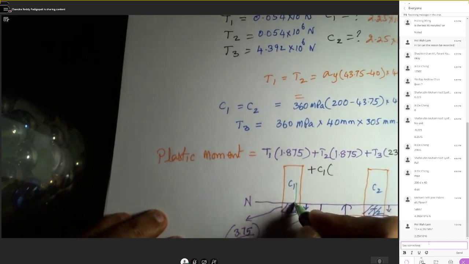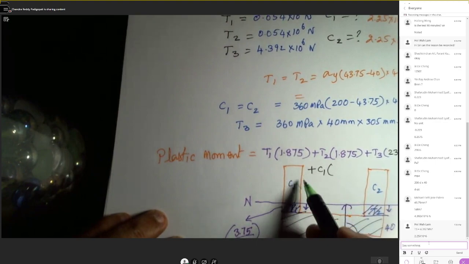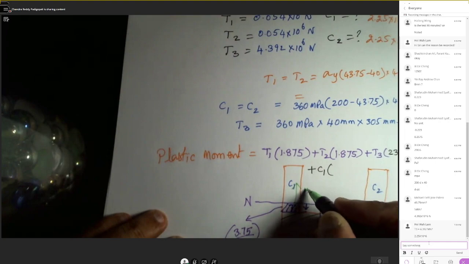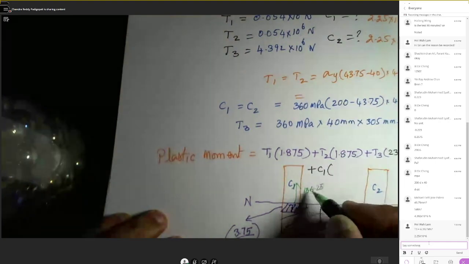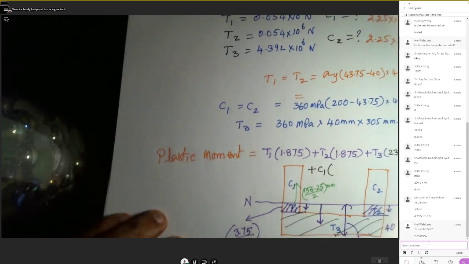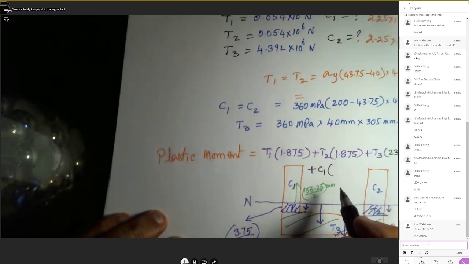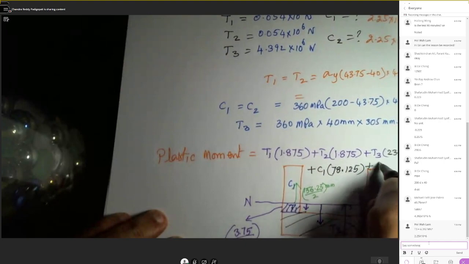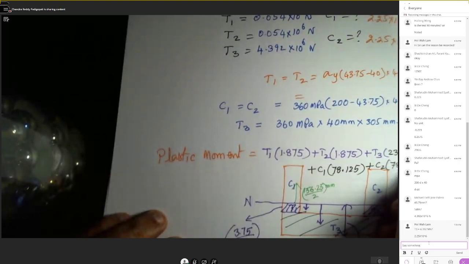we need to take to the centroid of this. So okay, what will be this height? This is 200 minus 43.75, so 200 minus 43.75 is 156.25 over 2. So you're multiplying C1 with 156.25 over 2, so that will be 78.125. So plus C2 into 78.125.